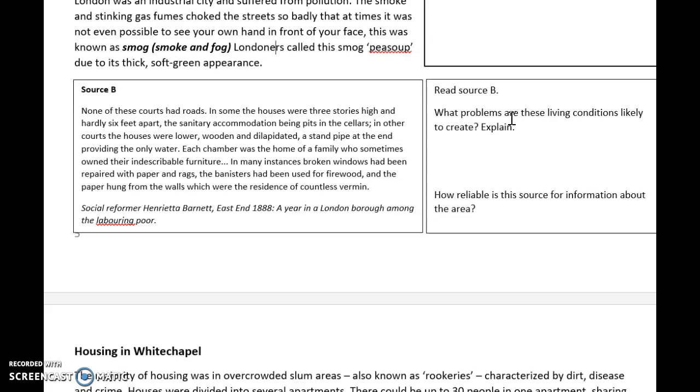This source is written by a social reformer, Henrietta Barnett. As a social reformer, she wants to improve conditions, so she might play upon or exaggerate the conditions to make them sound worse. So therefore, can we trust her? Maybe, maybe not. I'll leave you to answer that.